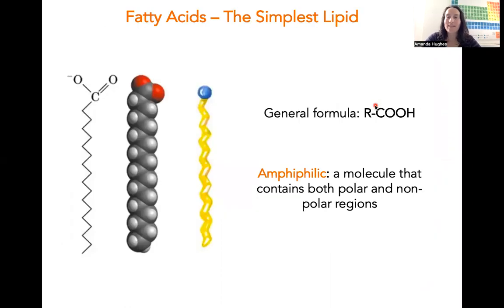So fatty acids are the simplest lipid out there. They have a general formula, which is R-COOH. So COOH is going to be this carboxylic acid over here, and the R group refers to this long hydrophobic chain. These molecules are amphiphilic, and an amphiphilic molecule or compound is something that contains both polar and non-polar regions, which is exactly what a fatty acid is. So it has a very non-polar hydrocarbon tail, and then a very polar head group, which is a carboxylic acid head group.